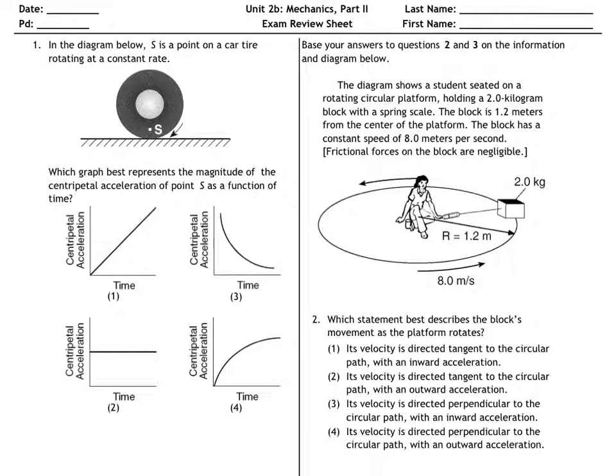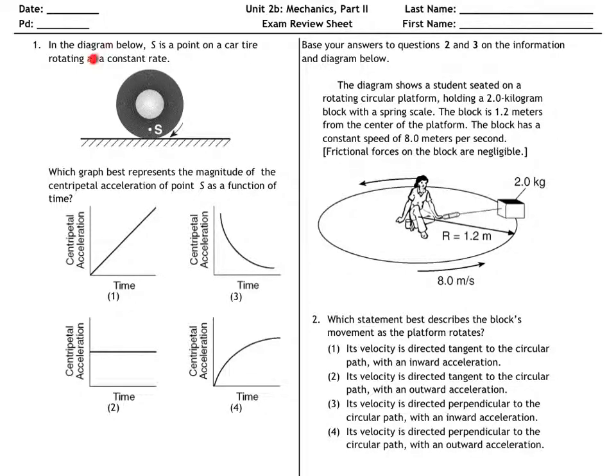Hello all. In this lesson we're going to review for the Unit 2B exam, which is mechanics, but it only covers uniform circular motion, dynamics, which is Newton's laws, friction, and Newton's universal gravitation. Alright, so we'll just start with number one.